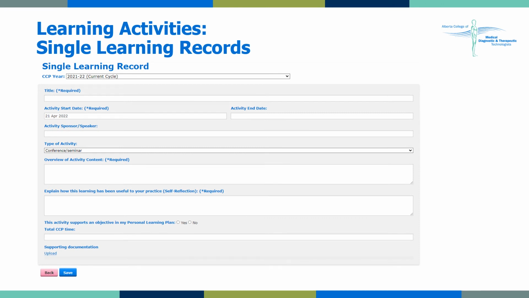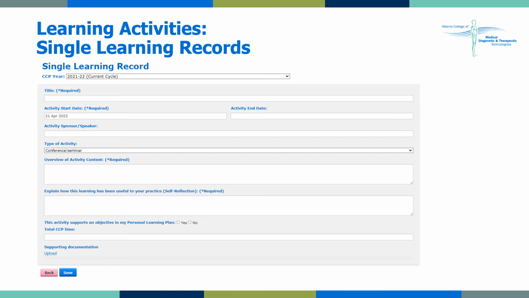Start by adding the title or event name of the learning activity. Select the start date and end date if applicable, using the calendar that pops up when you click on those fields. For the activity sponsor speaker, enter the organization or individual that provided the activity. For example, you might enter AHS for training provided through your employer, or ACMDTT for one of the college's learning modules.